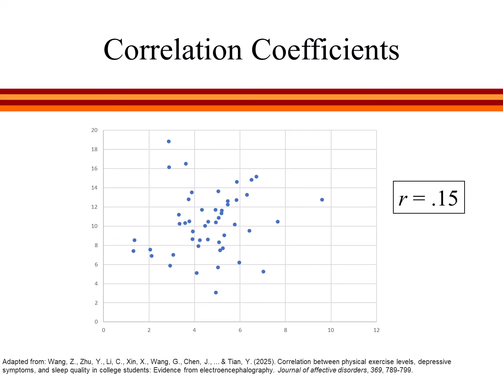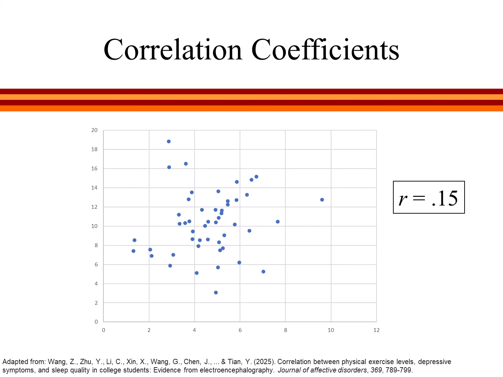Here is some data with a correlation of R equals 0.15. Let's imagine that these are the data we get from a correlational study looking at exercise and sleep quality. And this is actually pretty close to a correlation that was observed between these two variables in an actual recent study conducted by Wang and colleagues.